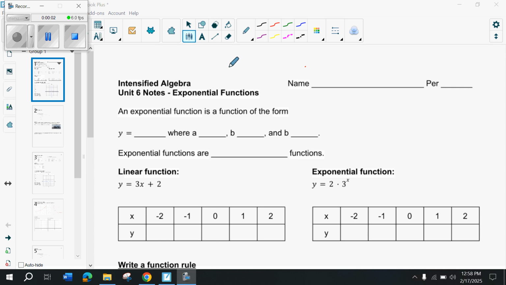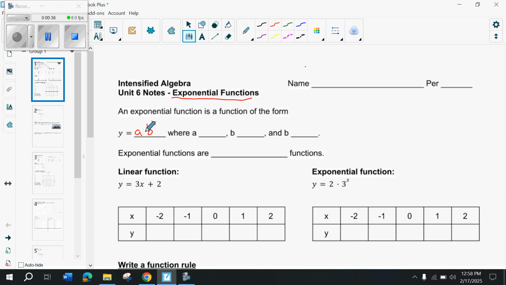Hello. In previous units, we've talked about linear functions, but there are other functions that are nonlinear, and in this unit we're going to be exploring one of those nonlinear functions. Those functions are called exponential functions. An exponential function is a function of the form y equals a times b to the x. Notice that my x variable is in the exponent.